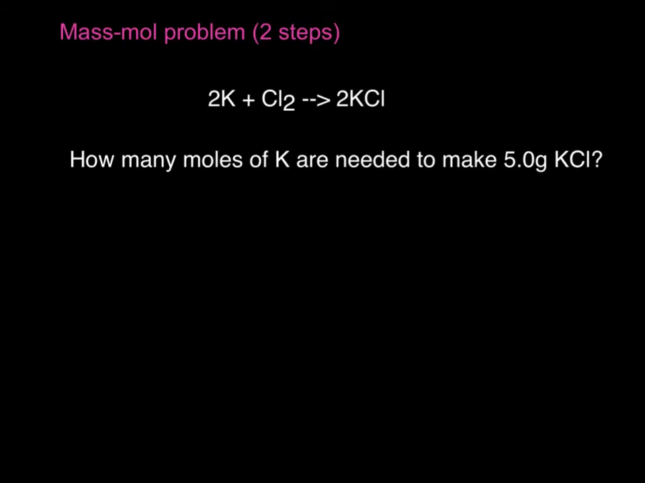Next problem is a two-step mass-to-mole problem. This is from page 2 of your packet. Same equation that we had before. Now we're being asked how many moles of potassium are needed to make 5 grams of potassium chloride. So in this problem, the chlorine is not needed. Pause the video, try and do it on your own.